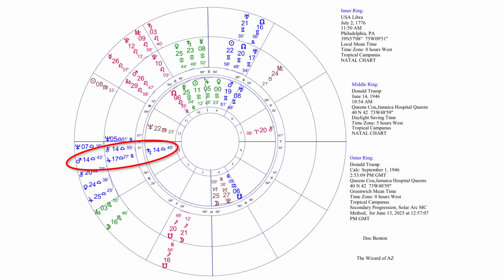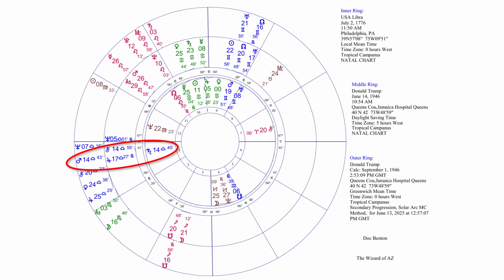So that is what the stars have to say about Trump's solar return, his progressions at that time, his natal chart, his inauguration chart. And basically what we see there is exactly what is happening.